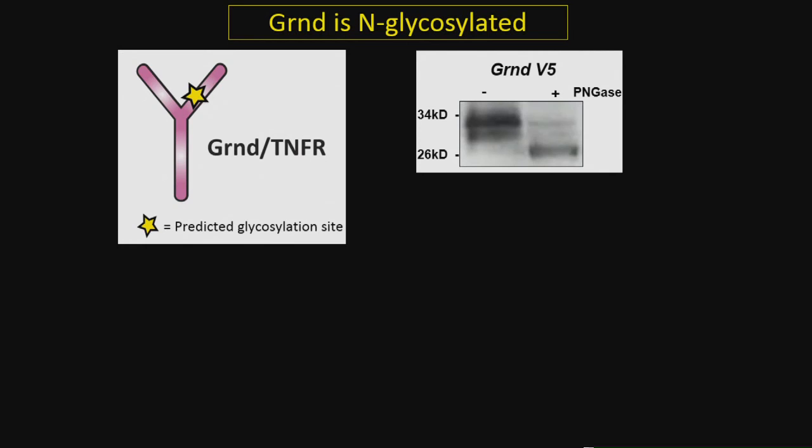However, this is still a predicted glycosylation site, so we wanted to see if this actually happens in vivo. When we express a tagged version of Grindelwald in our larva and then treat this with PNGase, which clips the sugar groups off of the protein, you see a shift of the protein. So this means that also in vivo, Grindelwald gets glycosylated.